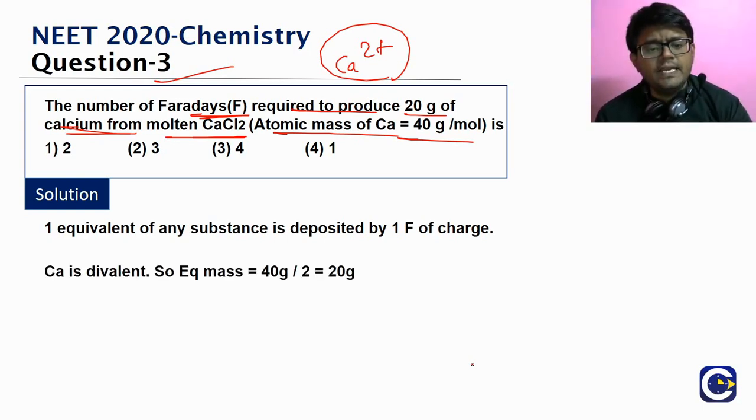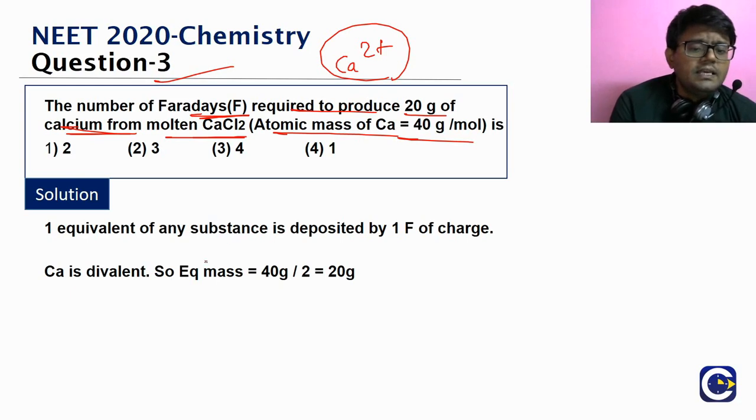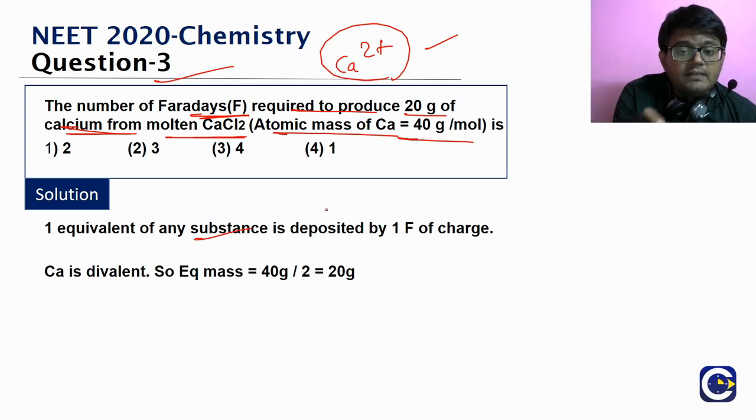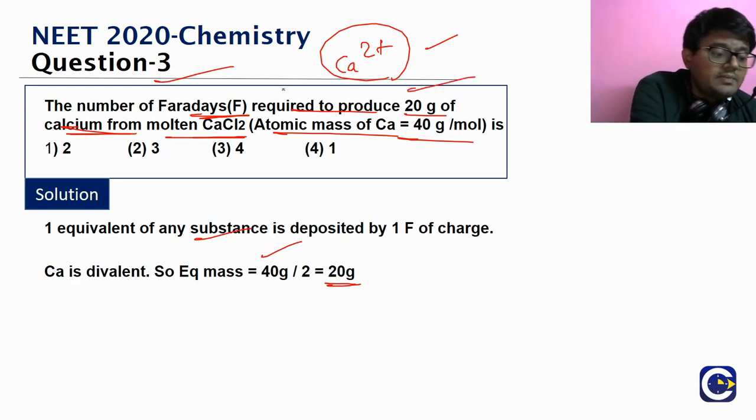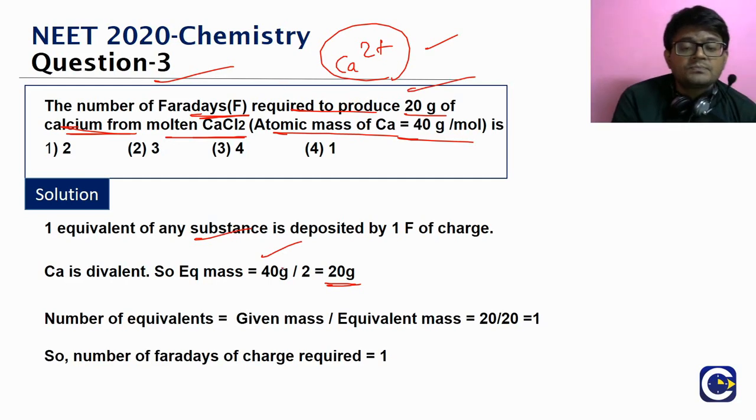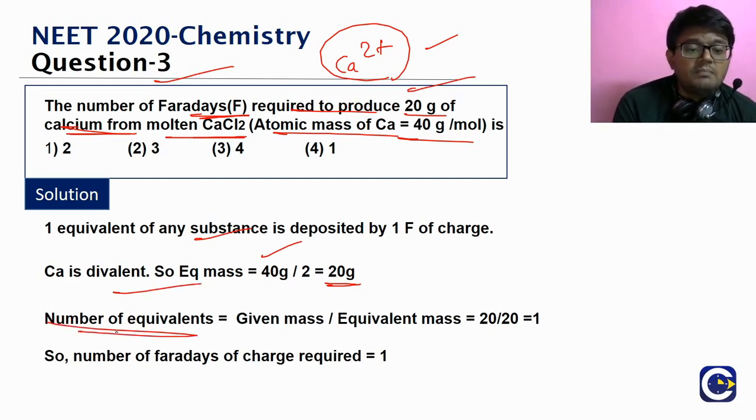So here we need to find the equivalent weight of calcium, because calcium is present as divalent, right? Remember, for ions, the equivalent mass formula is the atomic mass divided by the valency. Here the valency for calcium is 2, which means the atomic weight 40 divided by 2 is 20 grams. That is the equivalent weight. Okay. So here they are saying simply 20 grams of calcium is required. But what is 20 grams in terms of number of equivalents?